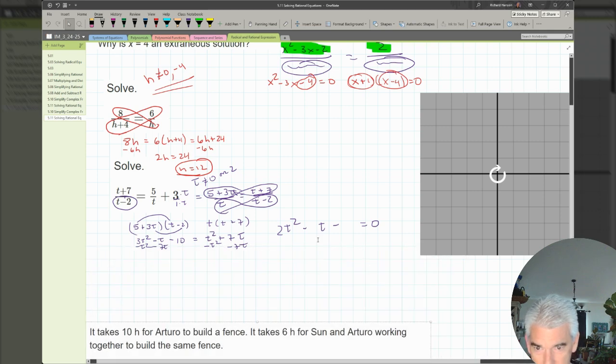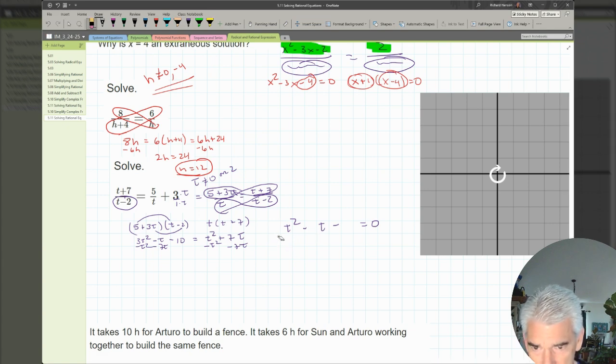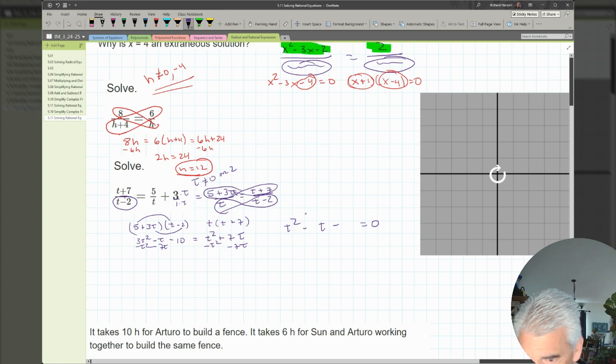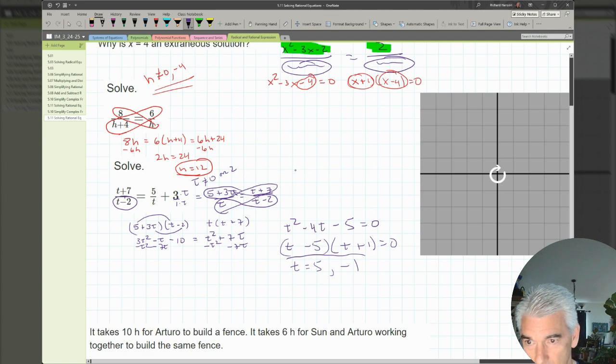Let me try it again. There we go. So then we get t squared minus 4t minus 5 equals 0. This we can factor. t minus 5, t plus 1 equals 0. So t equals 5 is the solution to this equation, and t equals -1 is also a solution. Are either of these on my list?